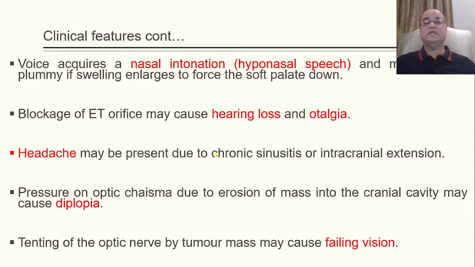Headache may be present either due to chronic sinusitis or because the tumor has already invaded the skull base and there is extension intracranially. Pressure on the optic chiasma due to erosion of the mass into the cranial cavity may cause diplopia, or there can be tenting of the optic nerve by the tumor mass, which will lead to failing vision, of course. So depending upon the anatomical extension of the tumor, you can see too much variety in the signs and symptoms of the patients.